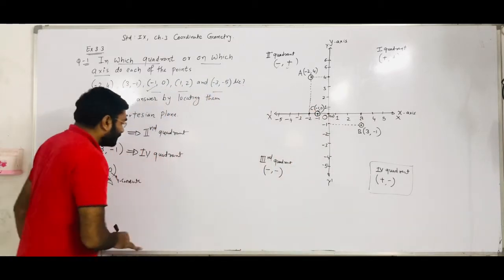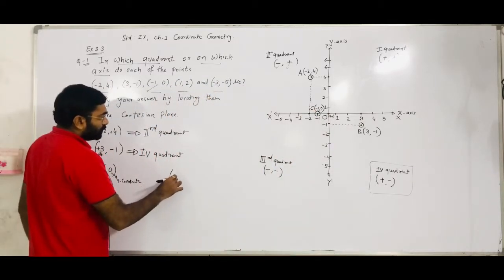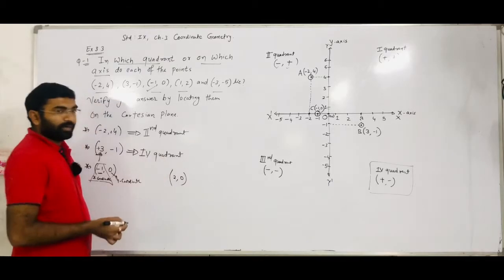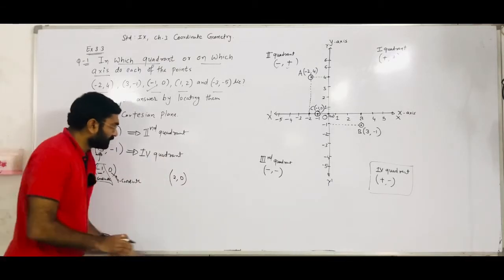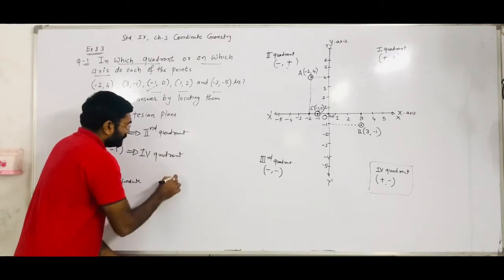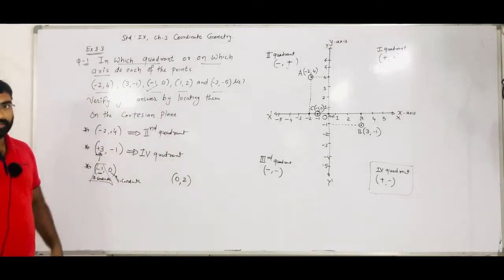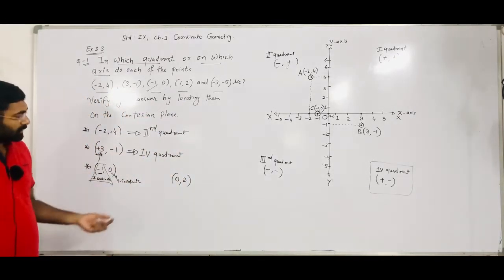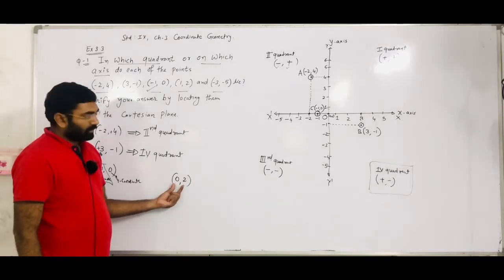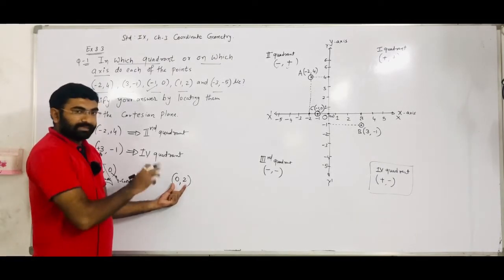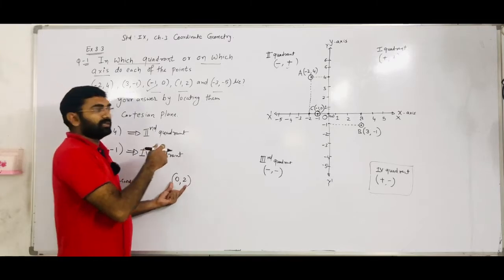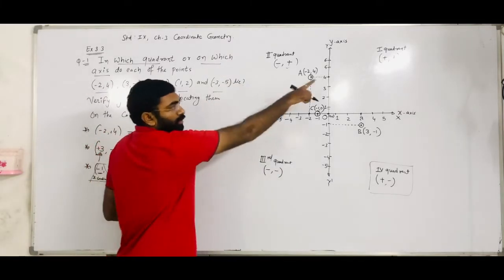Suppose I give you another example. Suppose I want to locate the point 0, 2 on the Cartesian plane. Then where do we have to put that point? Observe here, as I told you, whenever any one of the coordinates is 0, then that point lies on an axis, not in a quadrant.